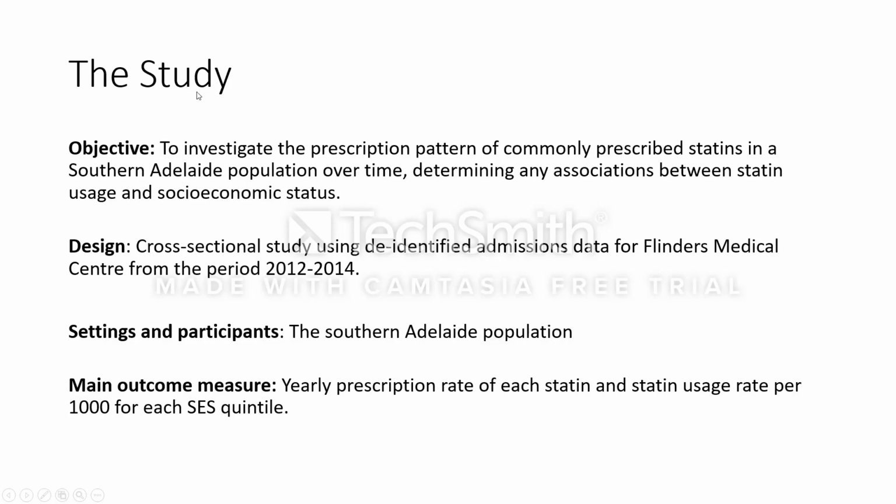So just a little bit about the study. As I said, the objectives were to investigate the prescription pattern of commonly prescribed statins in the Southern Adelaide population over time, and to determine any associations between statin usage and socioeconomic status. This is a cross-sectional study using the de-identified admissions data from Flinders Medical Centre from the period 2012 to 2014. It involves the Southern Adelaide population, and the outcome measure for my first goal is the yearly prescription rate of each statin, and for my second goal the statin usage rate per 1,000 for each socioeconomic status quintile.